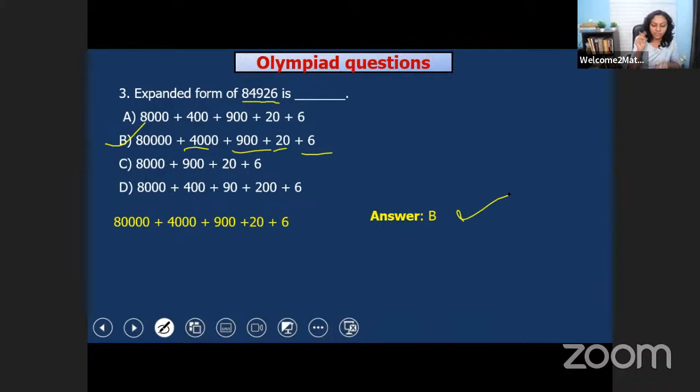Yes, it's correct. Option B. Very good. You all have done correctly. Very good. So let's move on.